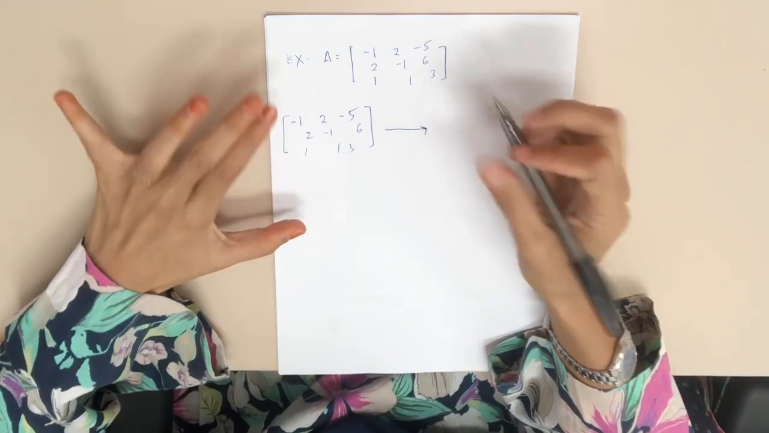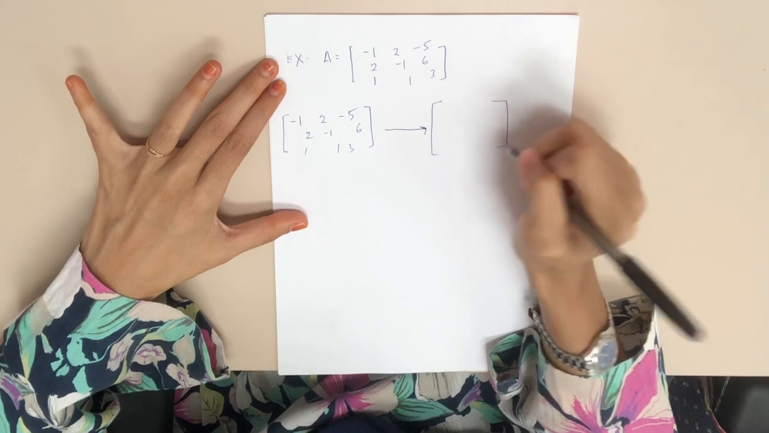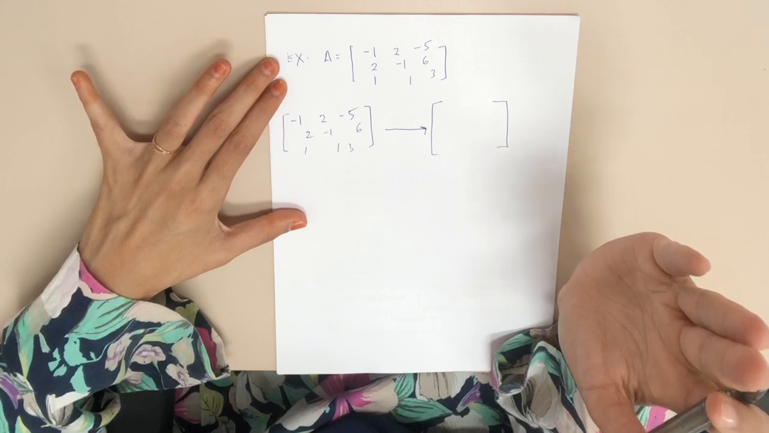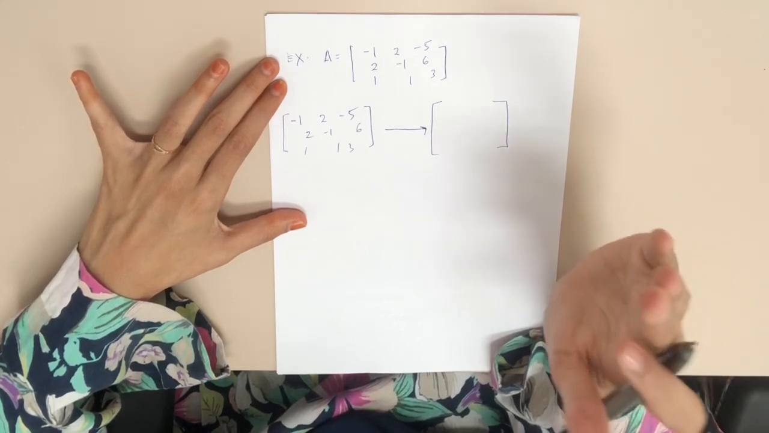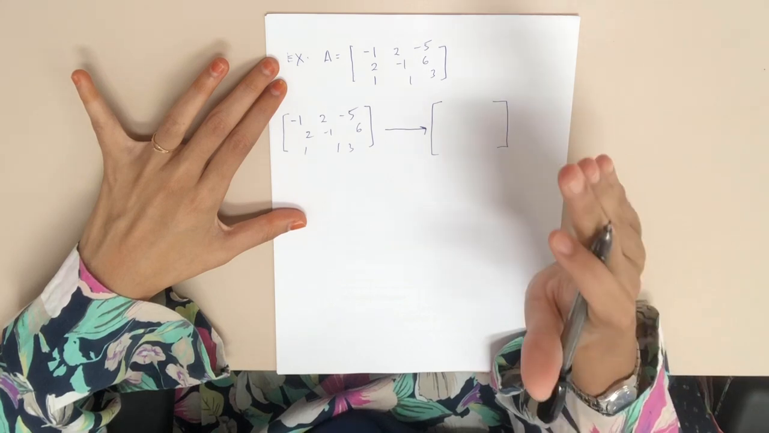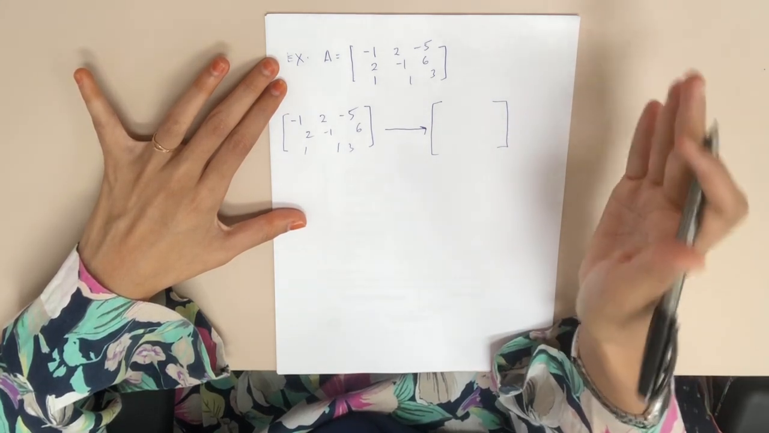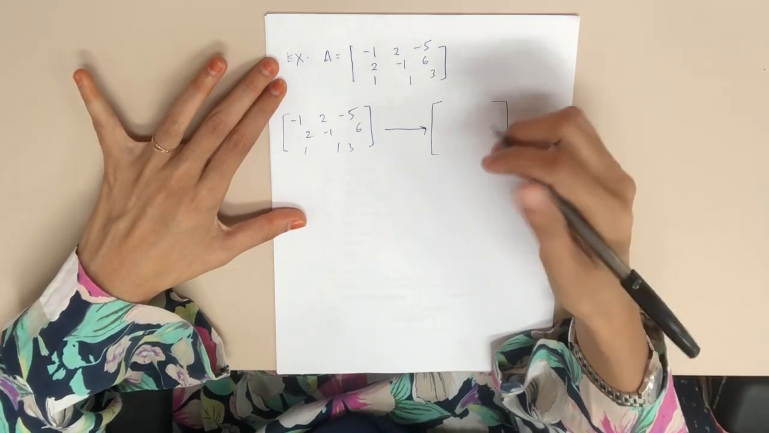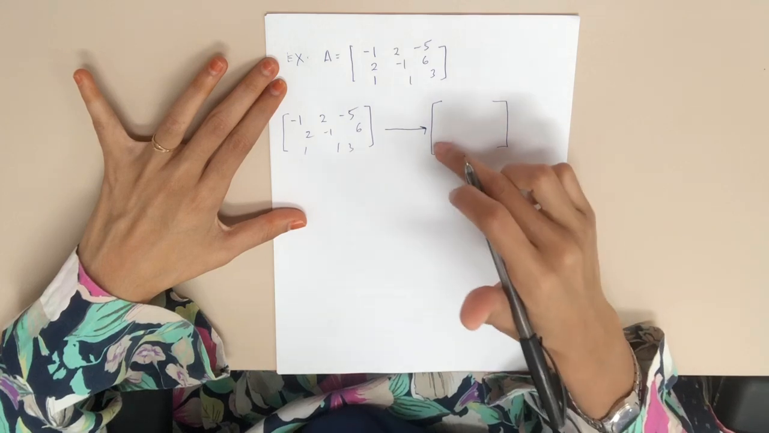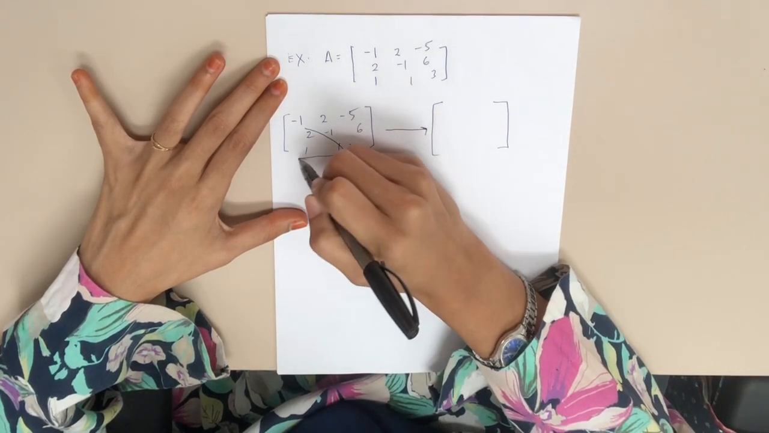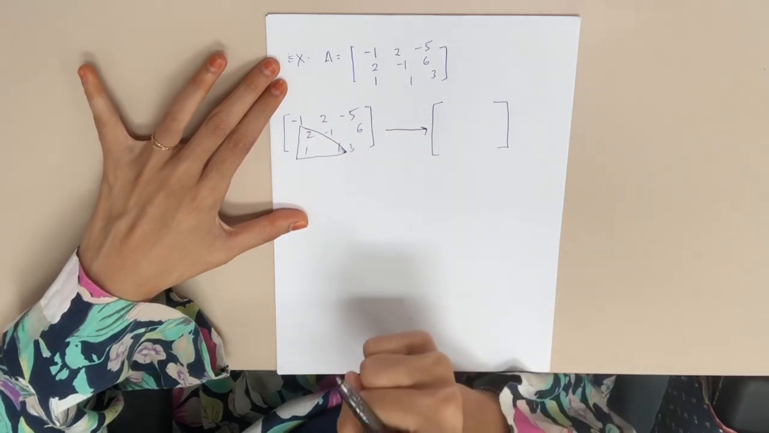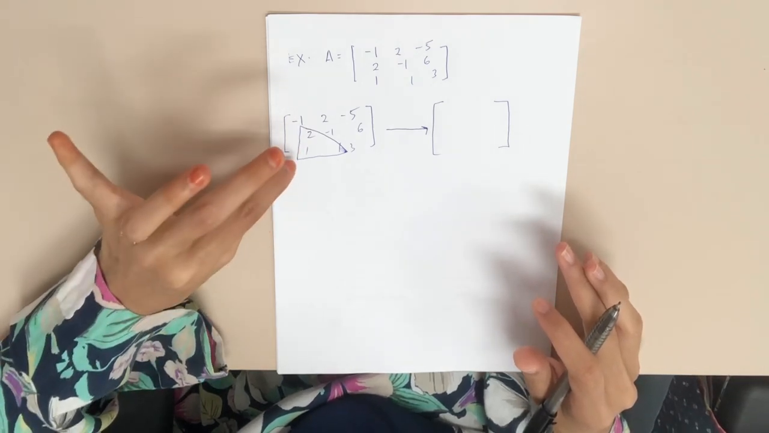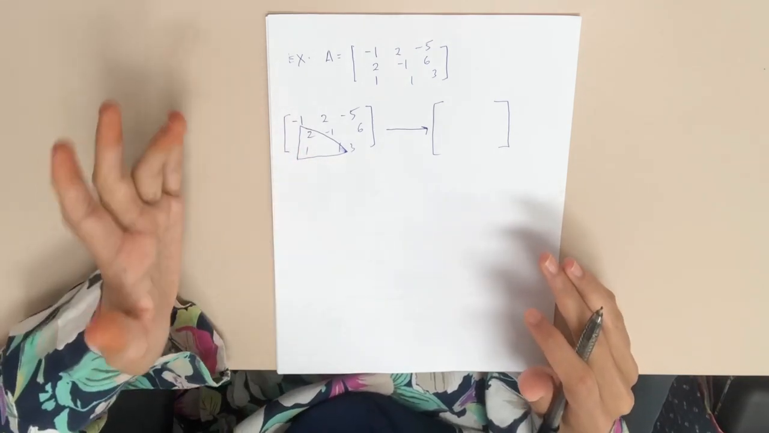So this is the matrix A, and we want to reduce it. But you need to remember the objective of the reduction: we want to make it become row echelon form, or in other words an upper triangular matrix. Upper triangular matrix means that these three numbers, the 2, 1 and 1 here, we need to make become 0.